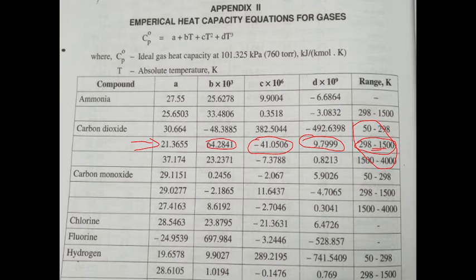Okay. Temperatures are in Kelvin. Here the first column is component, second column A, third column B into 10 to the power of 3, fourth column C into 10 to the power of 6, fifth column D into 10 to the power of 9, and last column temperature range in terms of Kelvin. Are you clear or not?